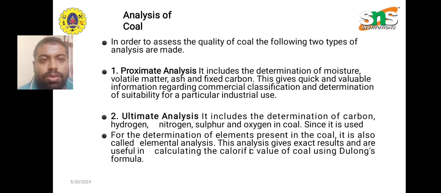Analysis of coal. In order to assess the quality of coal, the following two types of analysis are made: proximate analysis and ultimate analysis. Proximate analysis includes the determination of moisture, volatile matter, ash, and fixed carbon. This gives quick and valuable information regarding commercial classification and determination of suitability for a particular industrial use. Ultimate analysis includes the determination of carbon, hydrogen, nitrogen, sulfur, and oxygen in coal. Since it is used for the determination of elements present in coal, it is also called elemental analysis. This analysis gives exact results and is useful in calculating the calorific value of coal using Dulong's formula.